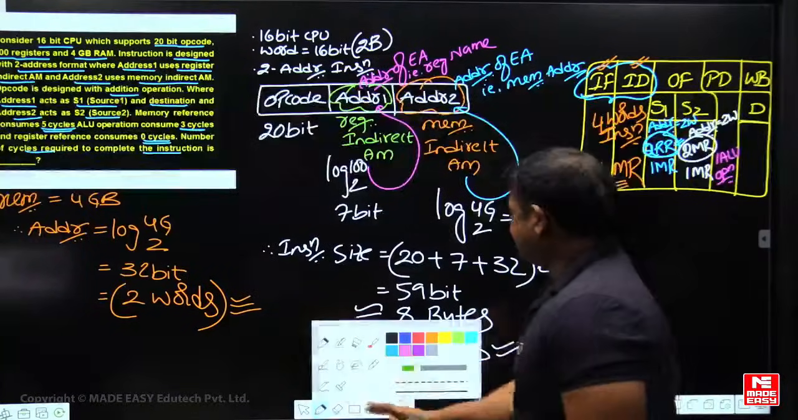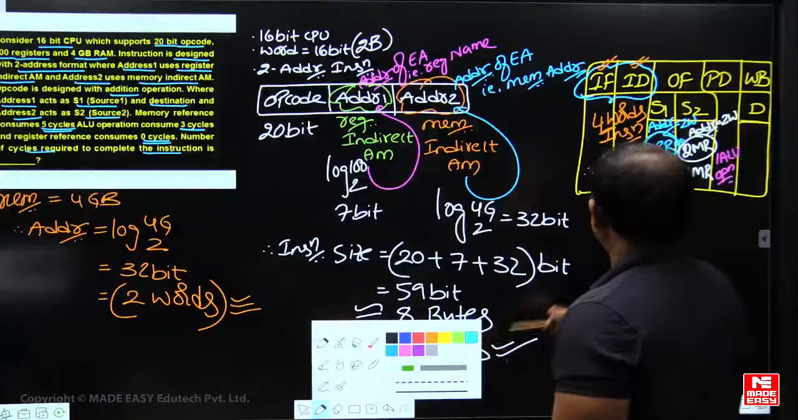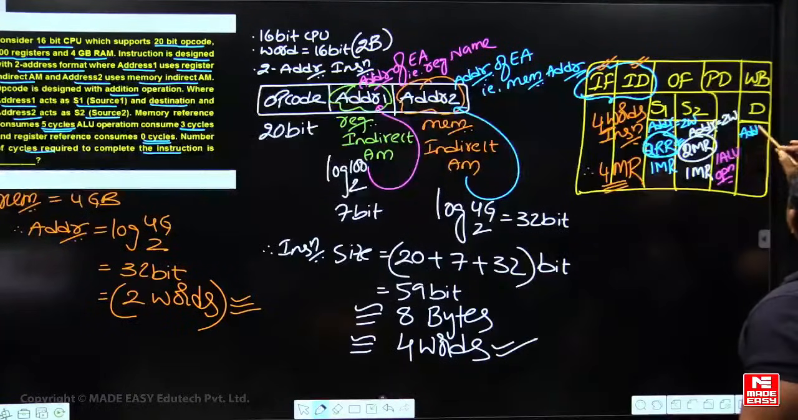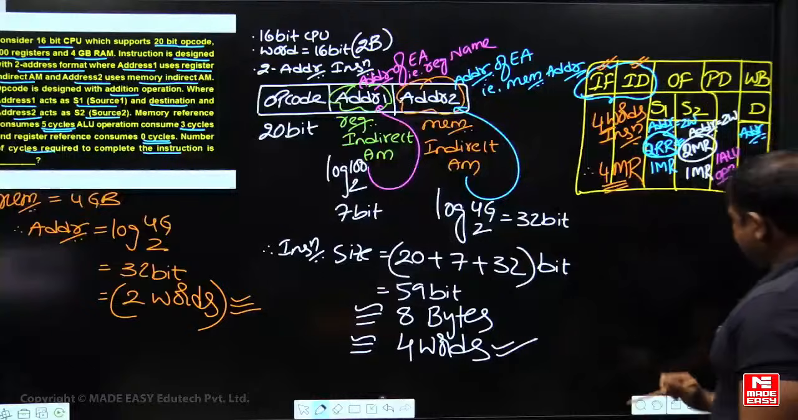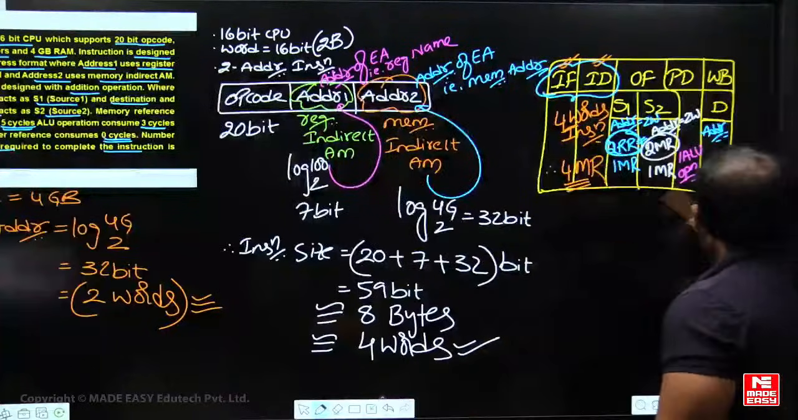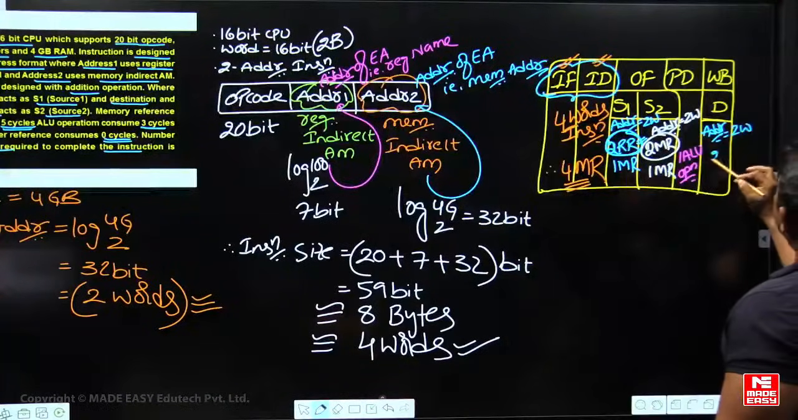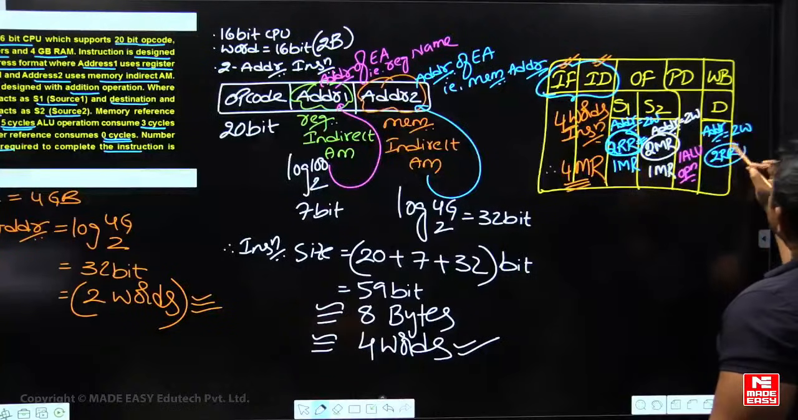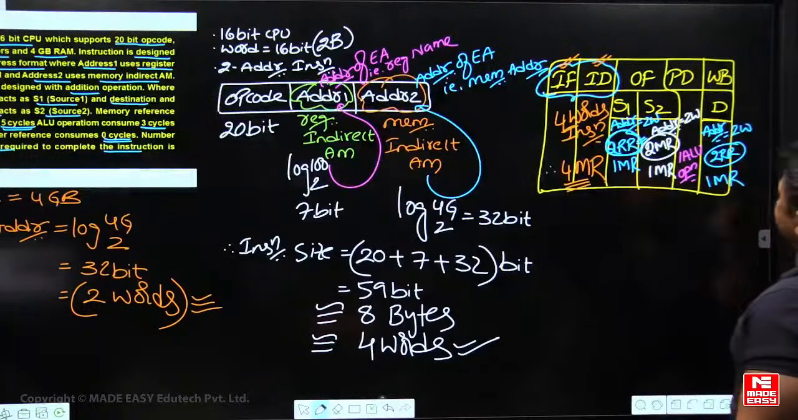Then destination, register indirect, same story. Address equal to 2 words. Therefore, 2 RR, register reference. Later 1 MR for writing purpose.